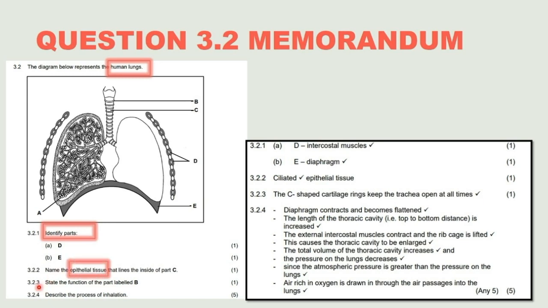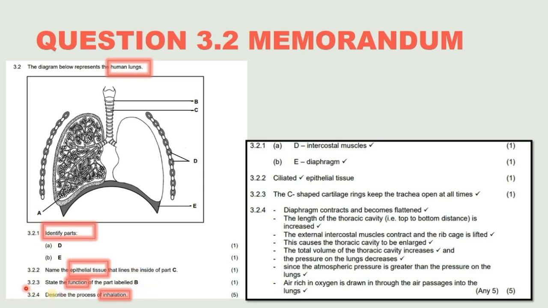Then they ask us to name the epithelial tissue that lines the inside of part C. Part C over here is my trachea, where part B will form part of the larynx. And then the next section states the function of label B, but you will see that I've added a correction over there, so it asks for C.